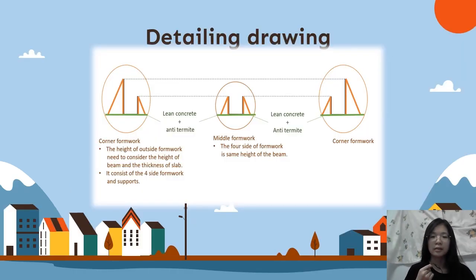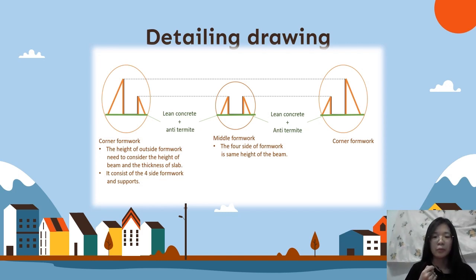And this is the detailing drawing for the formwork system of the ground beam. We can see that there are two types of formwork: one is the corner formwork and the second is the middle formwork. The corner formwork is at the corner of the beam. And then there are two heights of the formwork. The higher formwork is at the outside, and you need to consider the height of the beam and the thickness of the slab. For the middle formwork, you just need to consider the height of the beam.